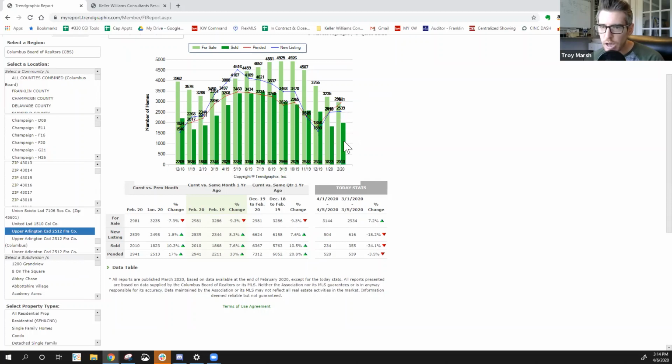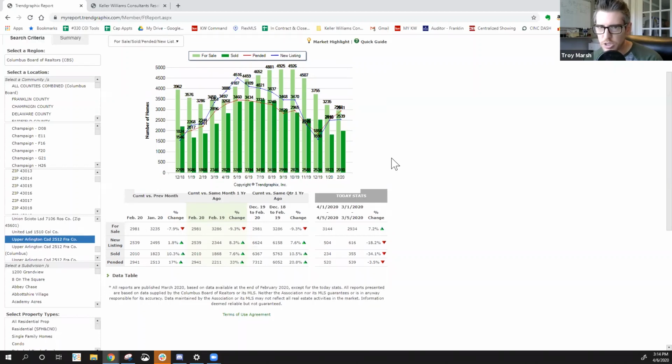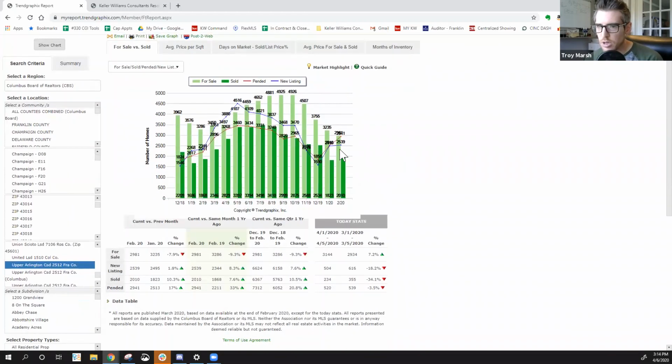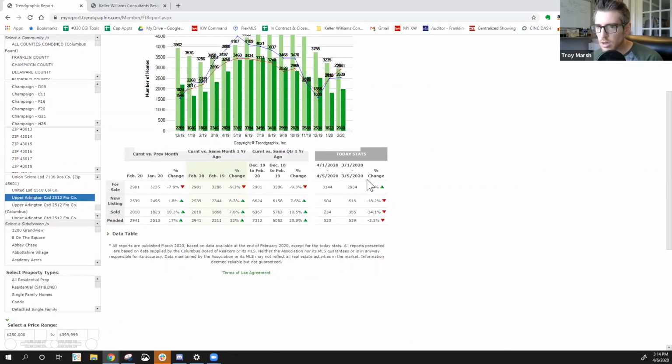Now one thing I will tell you is that normally this is already updated for March by now. So I'm not sure. I know the MLS stats usually don't come out until around the 20th of the following month, but usually Trendgraphix is updated right away. So I'm not sure why there's a lag time, but normally you're going to get those March stats in here. Now you do have some of what they call today's stats in here, showing you what's going on right now.